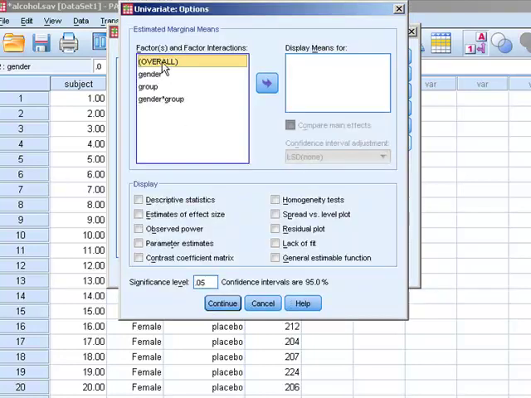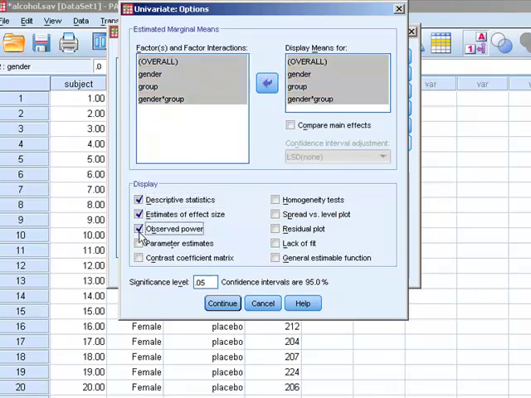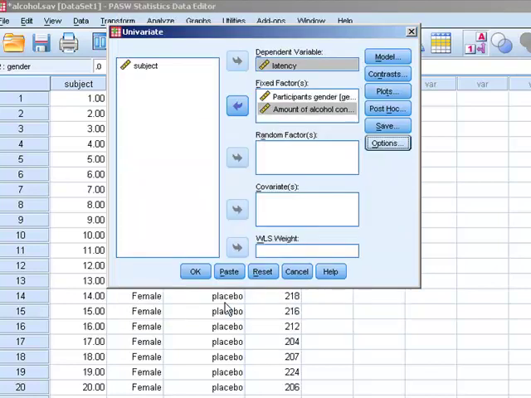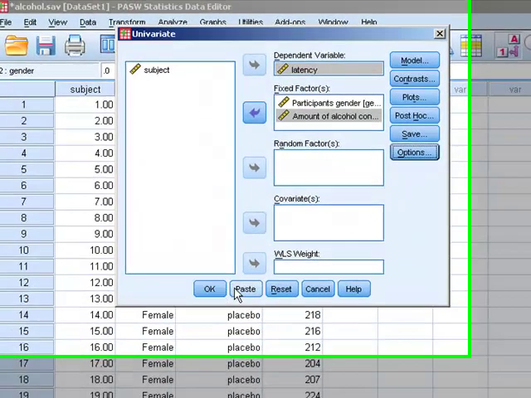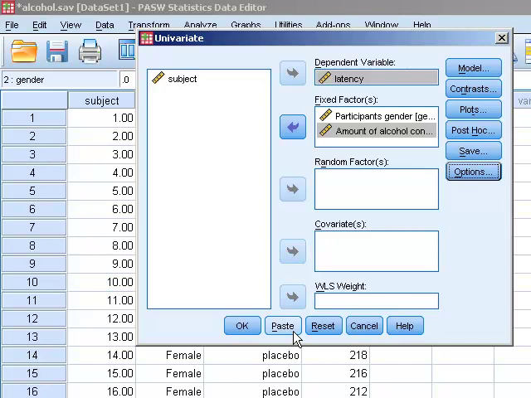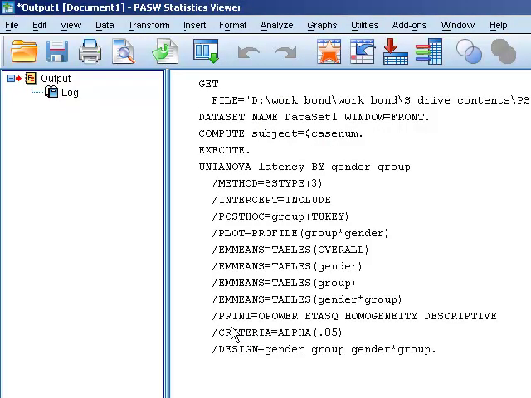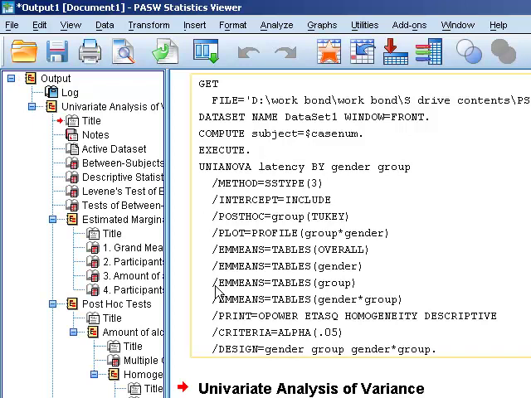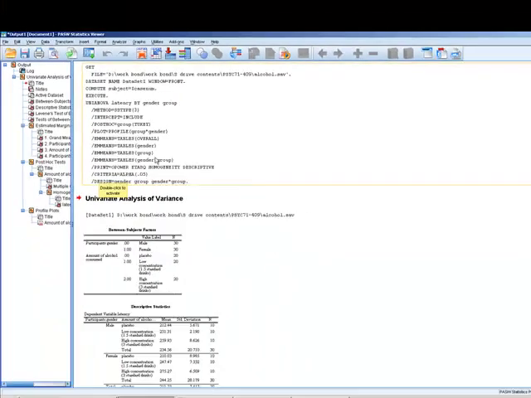And my options, I want to look at descriptives for everything here. I want the effect size and power, and I also like to check my assumptions. I can check some of these other things as well, but for the moment we're just going to do this. Go continue. Once again, I can click paste to make a log of what I'm doing, but in this case I'm going to go straight to OK. Here's the syntax that's been printed out. Now that's been printed out because of an option that I put in my log file settings.